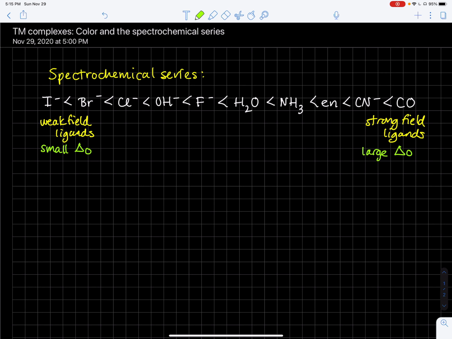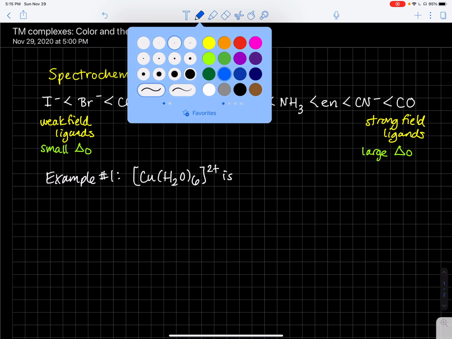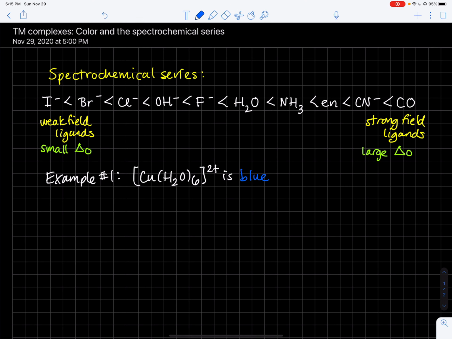So I'm going to illustrate this with an example that we talked about, at least in my section. And the example is copper complexes. So we saw, I put a picture on my problem set, that copper with 6 waters around it in an octahedral complex is blue. And we saw that if you replace those waters with chloride ligands, that complex is green.